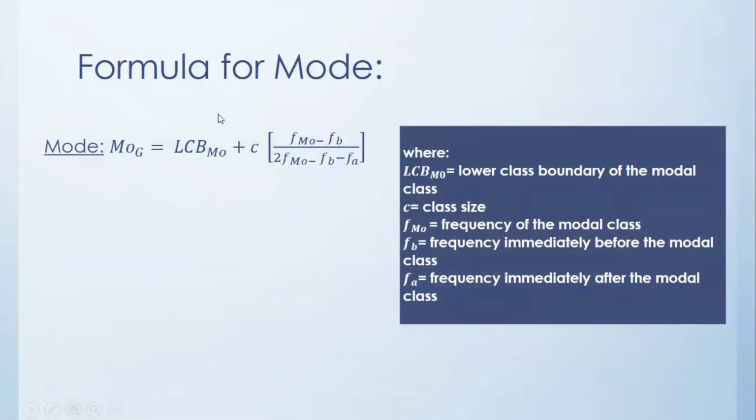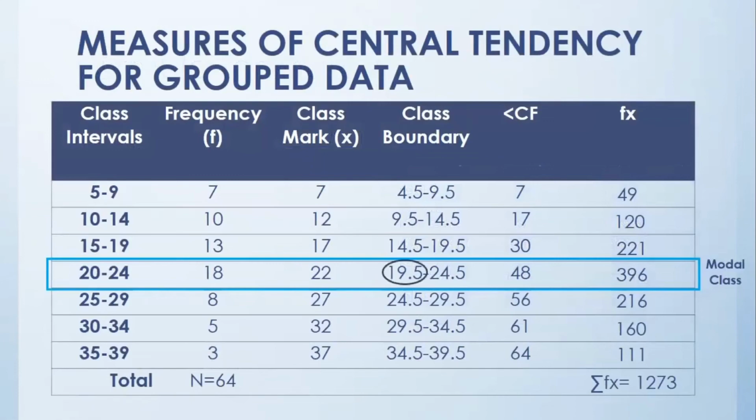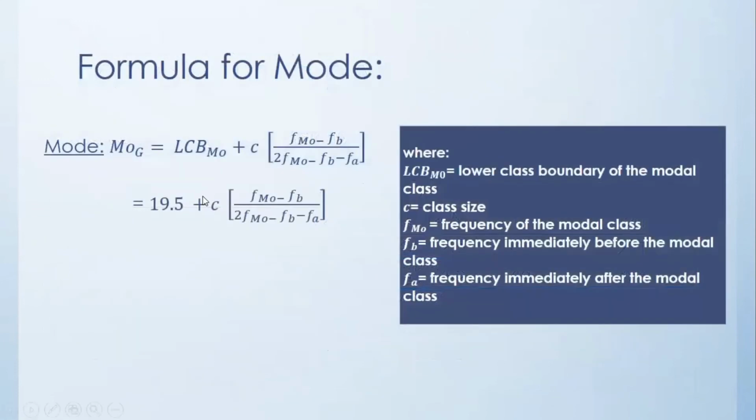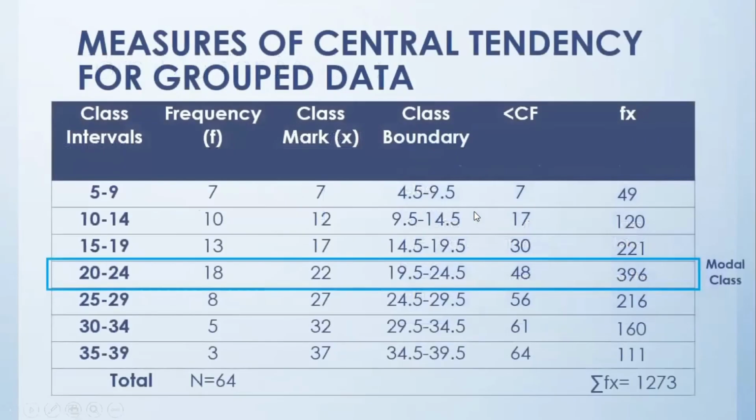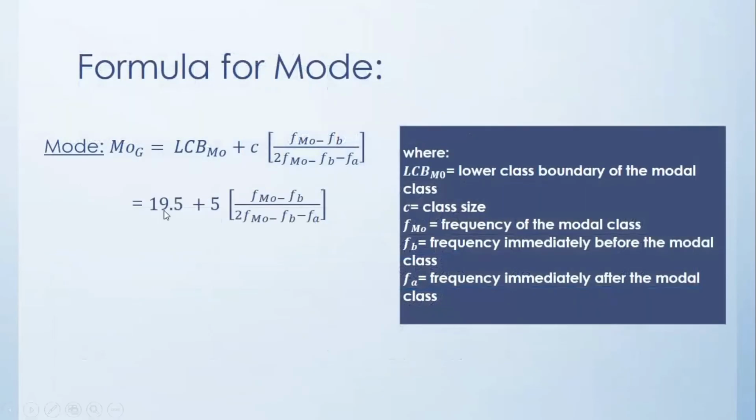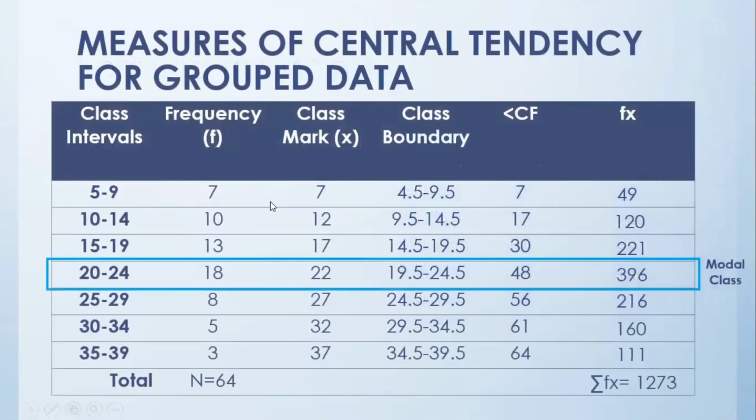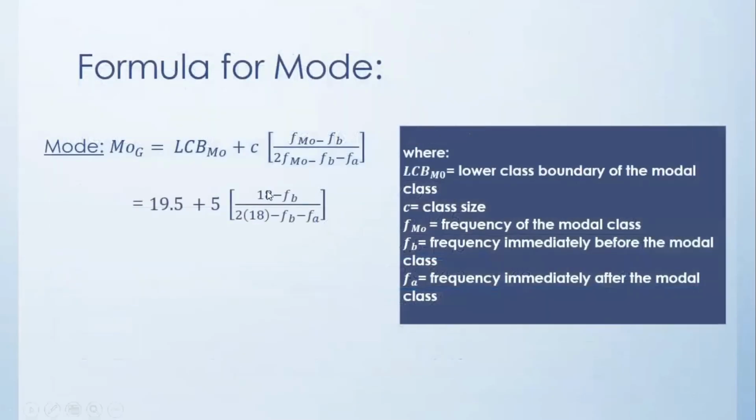So let's first find what is the lower class boundary of the modal class. So that is equal to 19.5 and then C, class size. So again, given the group data, to determine the class size, just get 2 consecutive lower limits and then find its difference. So we have here 10 minus 5, which is equal to 5. And then, let us substitute the frequency of the modal class. So, ito yung modal class natin. Its frequency is equal to 18. So, substitute na natin yung 18 dito sa numerator and denominator natin.